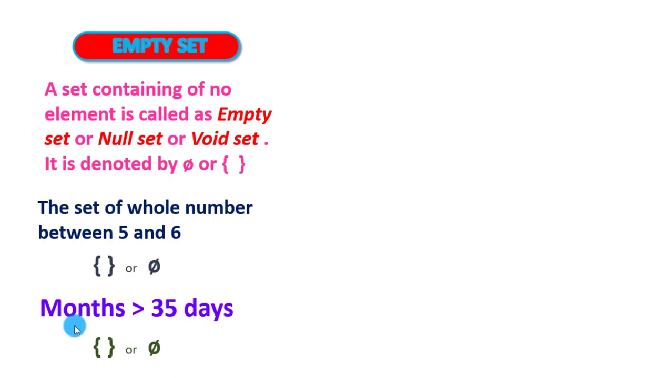Let us see another example. Set of months having more than 35 days. Do we have any month greater than 35? No. We have either 30 days or 31 days. So the set of months having more than 35 days is an empty set.